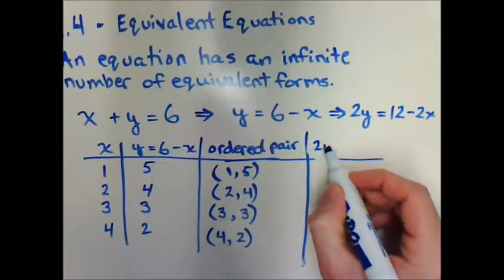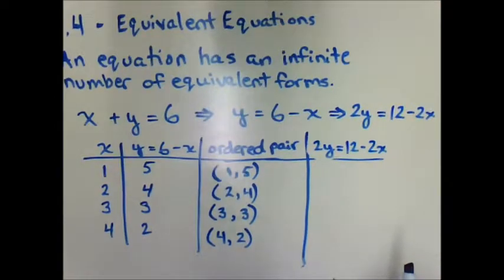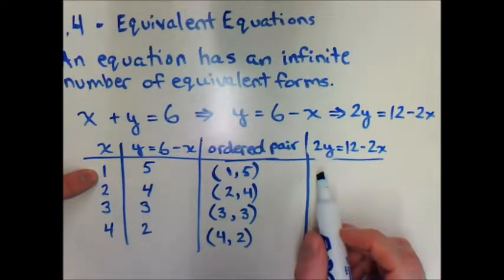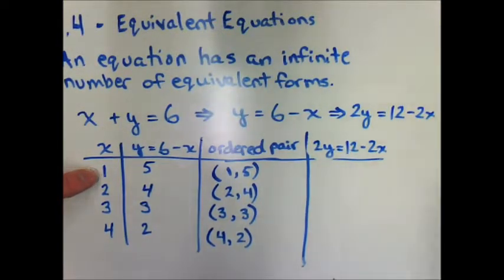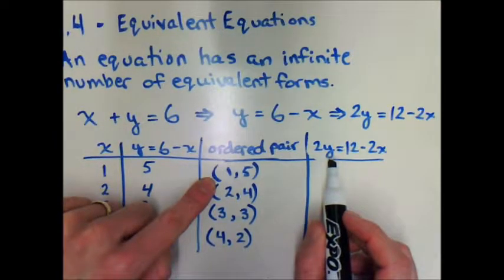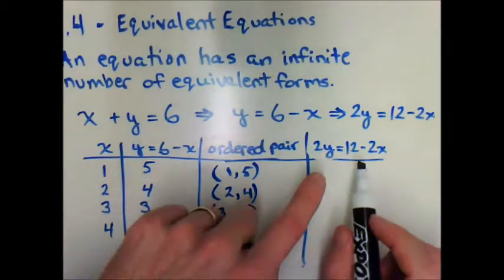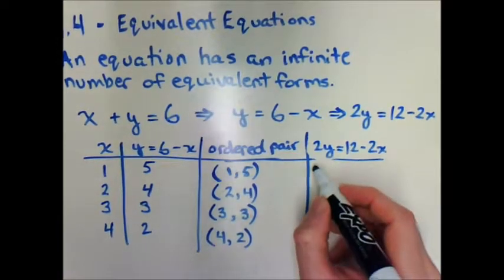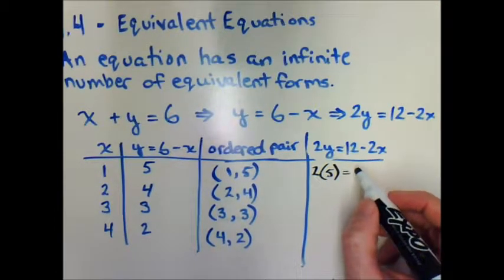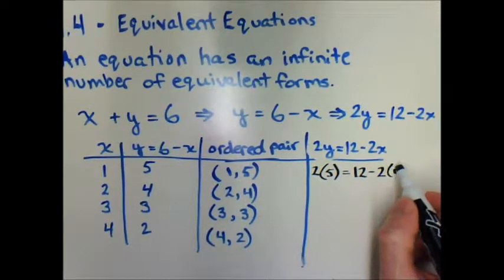So let's put that in our chart. 2y equals 12 minus 2x. Now, let's find out if each of these ordered pairs is still going to satisfy our new equation. Okay, so all we're going to do is plug in the ordered pair that we got from our original equation into our second equation. That looks like this. Instead of 2y, we have 2 times 5. And we're hoping that it's going to equal 12 minus 2x, where x is 1.